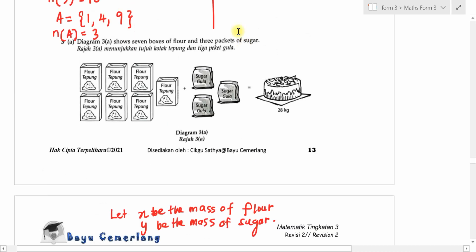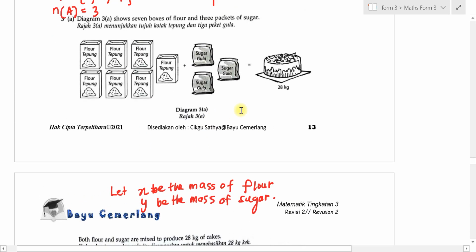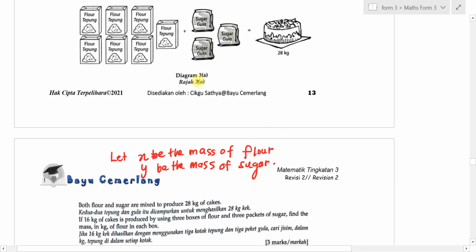Okay. From the first situation, 1, 2, 3, 4, 5, 6, 1, 2, 3, 4, 5, 6, 7. So if 1 box of flour is X kg, so if 7 boxes, so 7x, guys. Right. 7x plus triple y, 3y is equal to 28 kg.